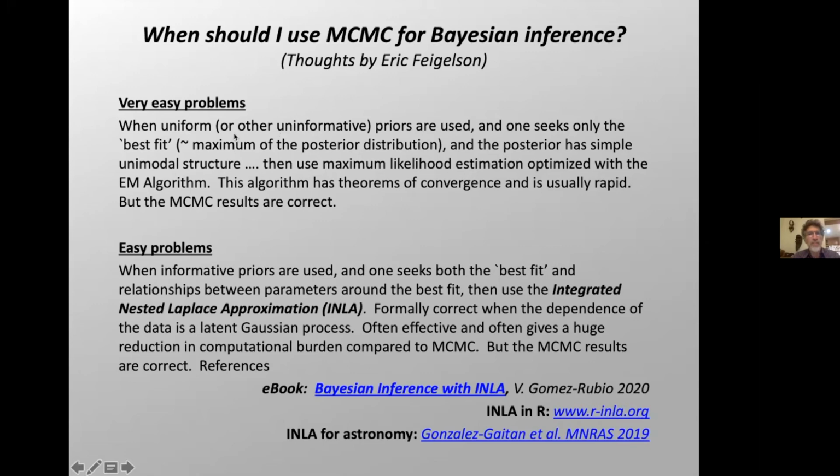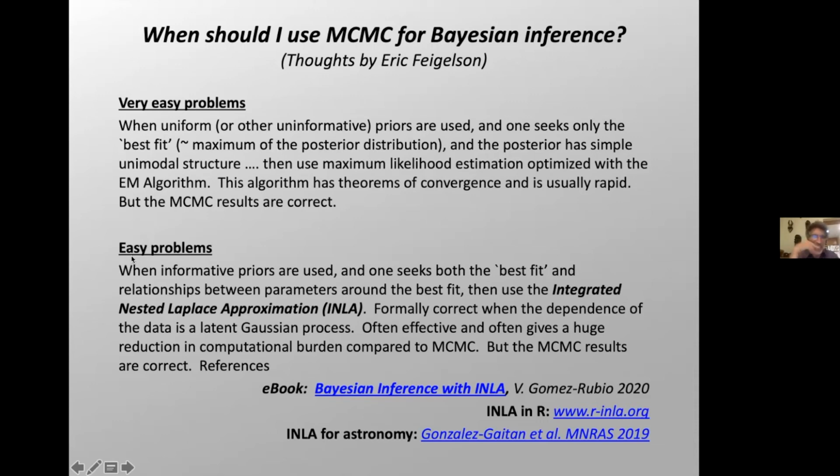If it's simple and it's just a simple likelihood, and the posterior or the likelihood has a unimodal structure, just one peak, then you might as well run the EM algorithm with maximum likelihood estimation. It usually converges in 100 iterations or something like that, and it has theorems of convergence, but you can still use the MCMC results if you want to. So for very easy problems, it's fine, but you don't have to do it. And a lot of astronomers are running it for very easy problems.